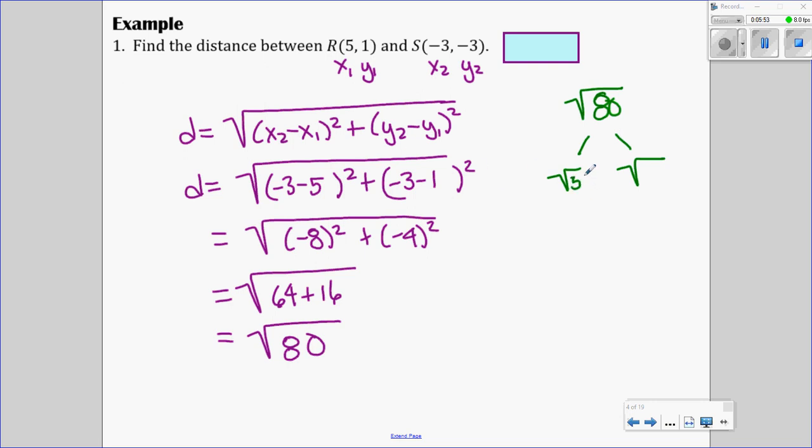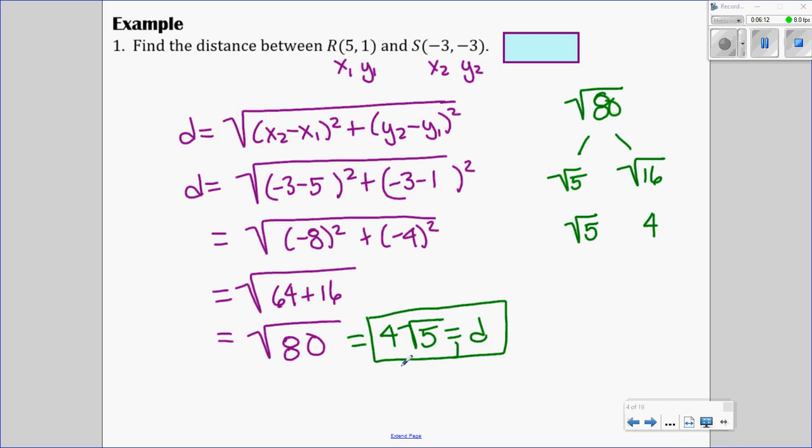So 16 is going to give me a perfect square. 5 is just a prime number, so it's going to stay as is, but 16 is going to give me 4. And this will be the square root of 5. So if I were to break it down further, simplify it, my d will equal 4 square root of 5.